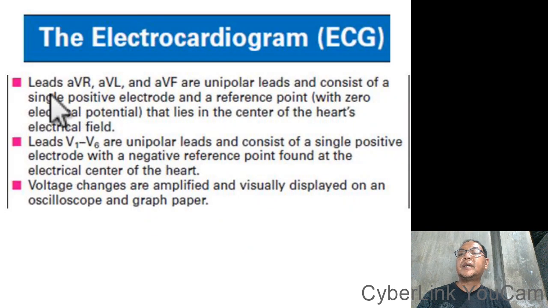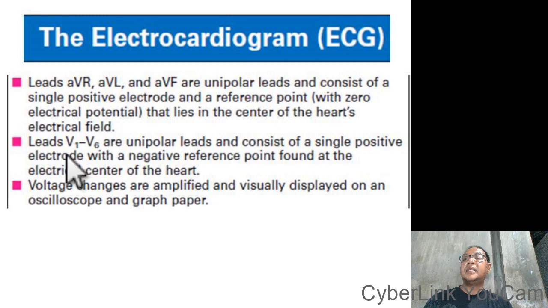Leads AVR, AVL, and AVF are unipolar leads and consist of a single positive electrode and a reference point with zero electrical potential that lies at the center of the heart's electrical field. Remember this one: AVR, AVL, and AVF are unipolar leads, meaning there is only one polarity, and they have a reference point at the center of the heart's electrical field.